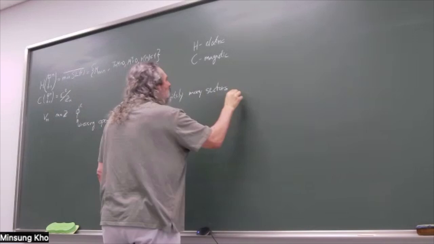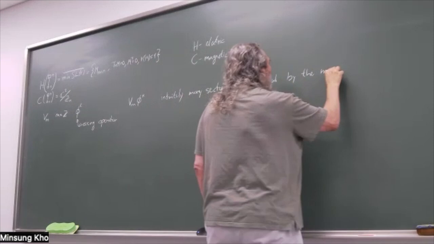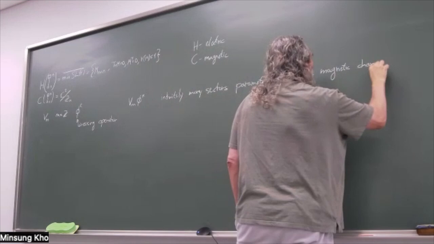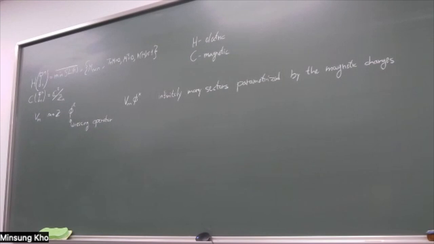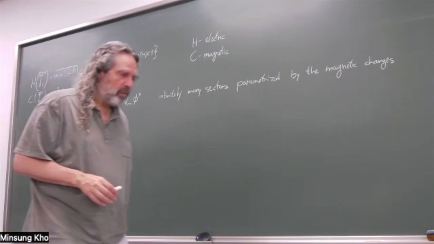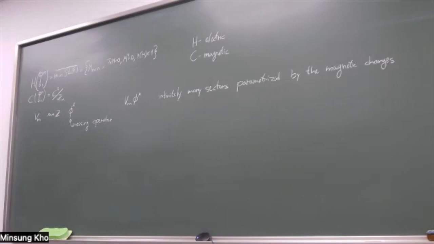The sectors are parameterized by the magnetic charges. In this particular case of U1, there is a single magnetic charge, and it can take any integer value. So there are infinitely many sectors, and within those sectors there are infinitely many operators parameterized by the dressing factor. Any questions?